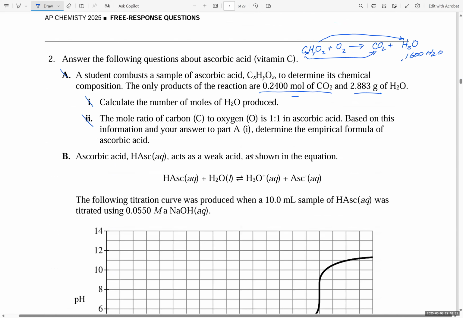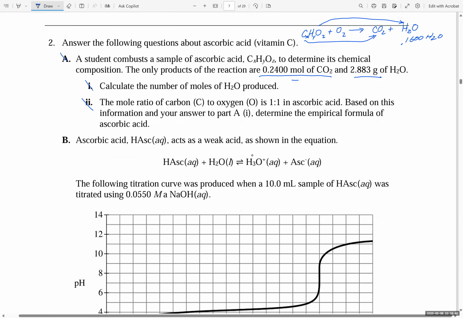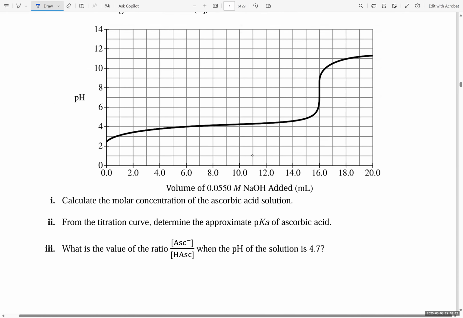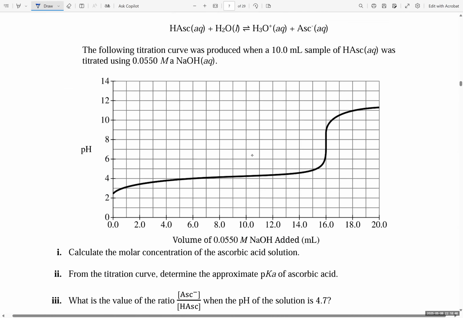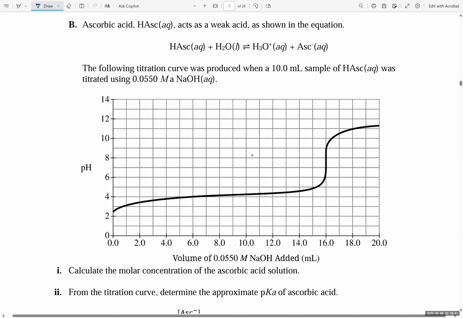Ascorbic acid acts as a weak acid and shown in the equation. The following titration curve was produced when 10 mL sample of ascorbic acid was titrated using sodium hydroxide. All right, good to know. Calculate the molar concentration of ascorbic acid solution. Well, that's actually quite easy, right? Because what does that mean? We need this, which is going to be what?